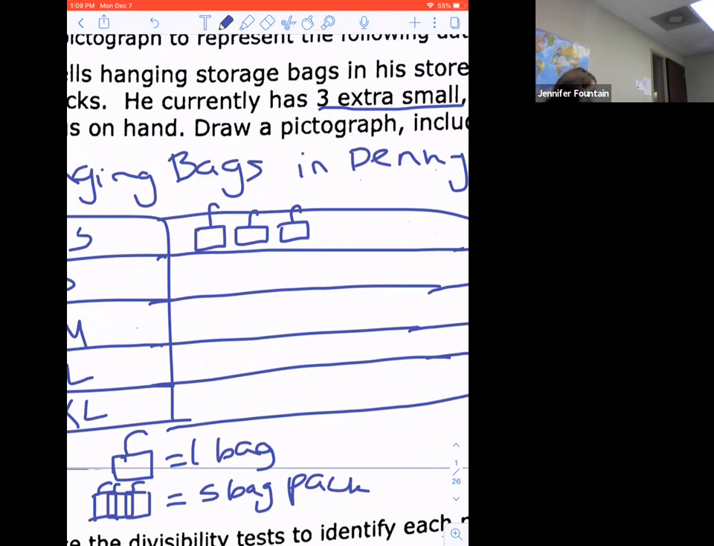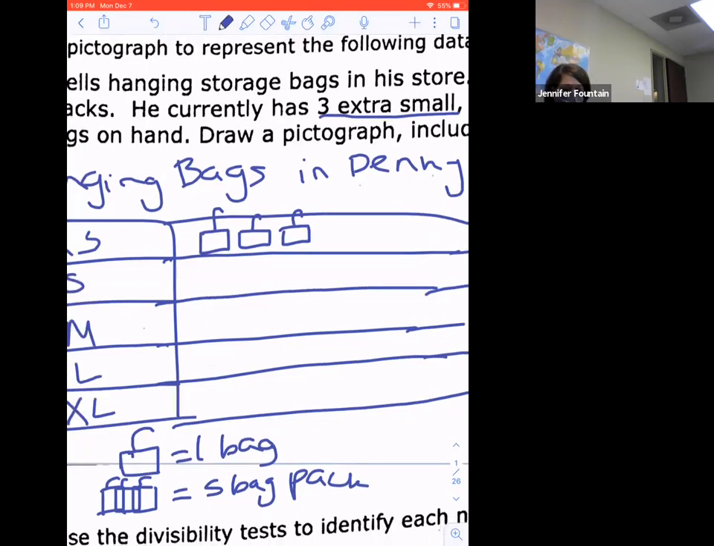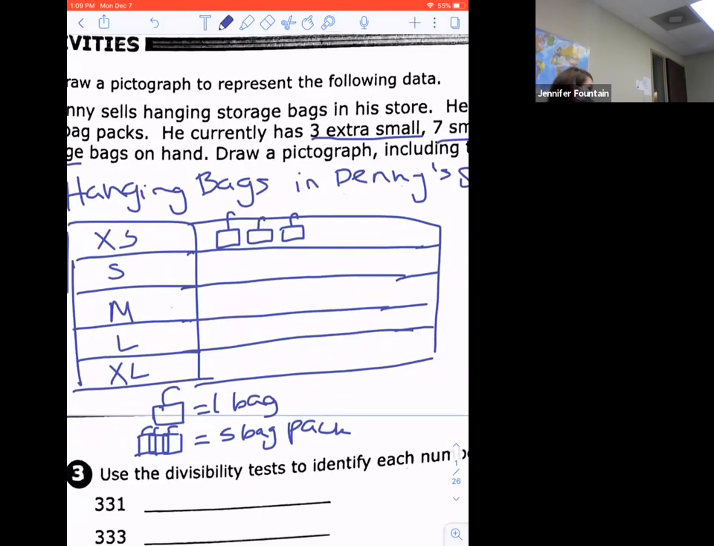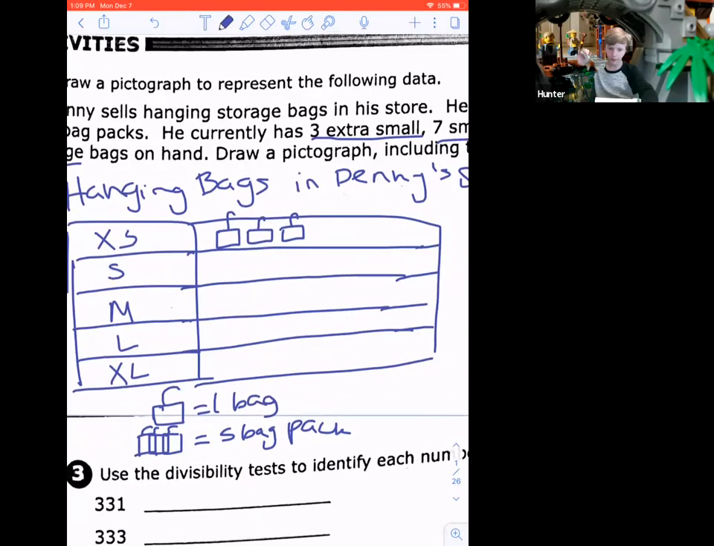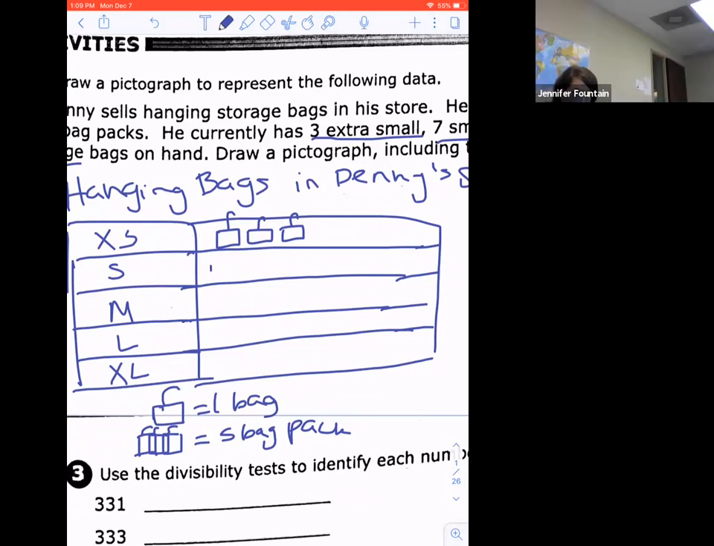All right. I've got 7 small. Using the least number of figures that I can use, how am I going to draw that if I need to show 7? 1 5-bag pack and 2 normal bags. Okay, so there's one, my little symbol for my multis. And then my single and a single. Good. So I have one multi and then two singles.